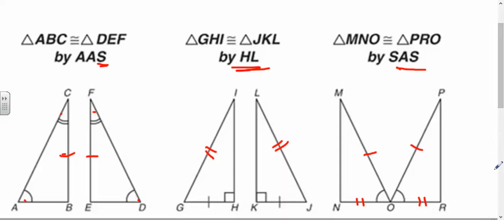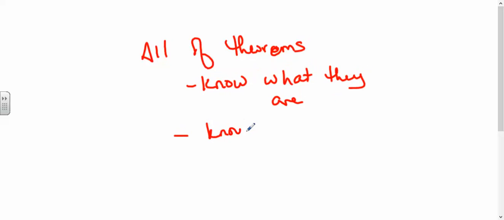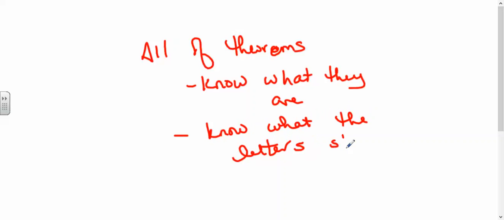So just remember for your notes, you need to have all of the theorems written down. You need to know what they are, and then know what the letters stand for, and know how to see them. Know how to recognize them, just like we did on those last few problems. So you need to make sure you have those things in your notes for class.